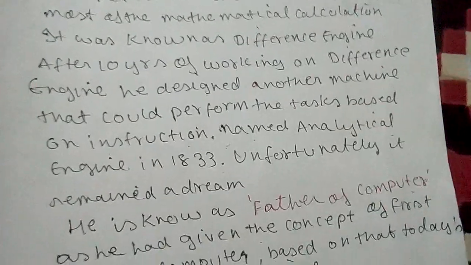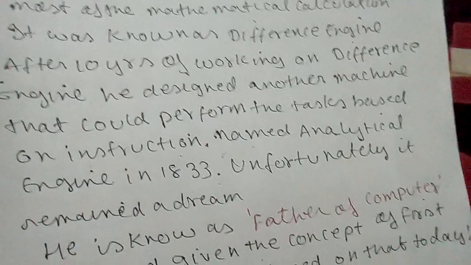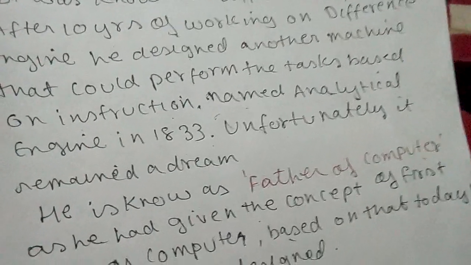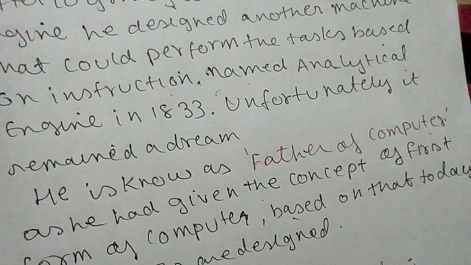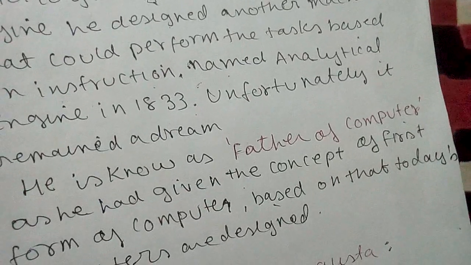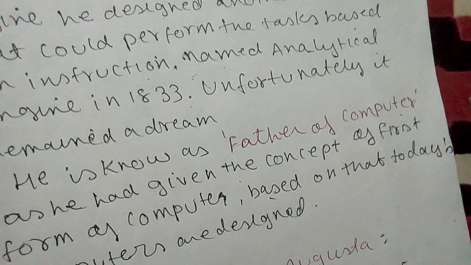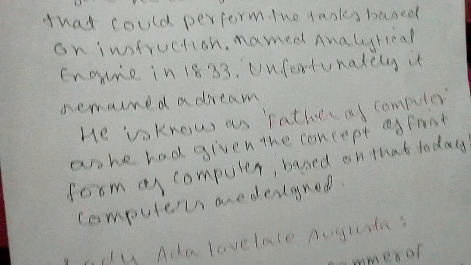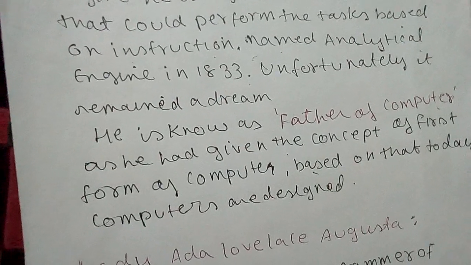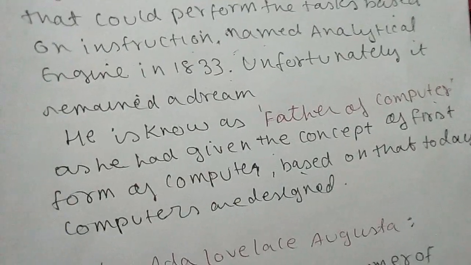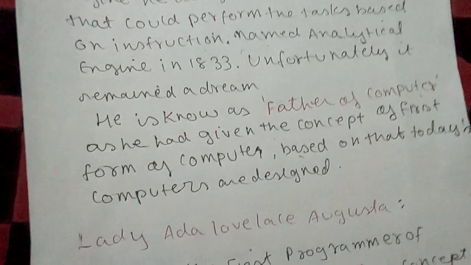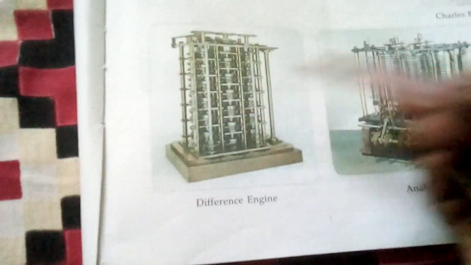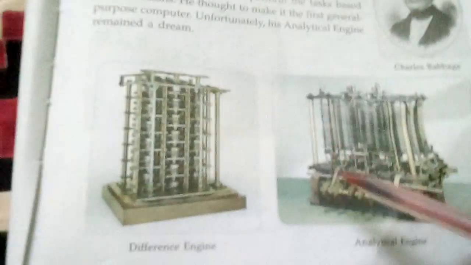Next, after working on difference engine for 10 years, Babbage designed another machine named analytical engine in 1833, which could perform tasks based on instructions. He thought to make it the first general purpose computer. Unfortunately, his dream remained unfulfilled. So, this is the difference engine which Charles Babbage developed. After 10 years of gap, he made analytical engine.